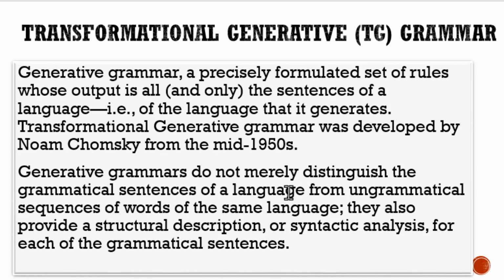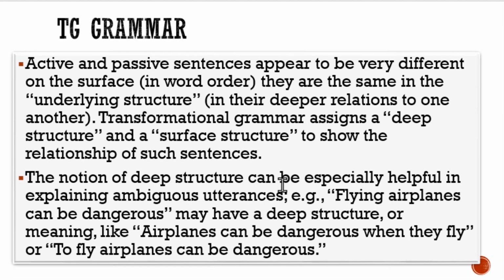Now, generative grammars do not merely distinguish the grammatical sentences from ungrammatical sentences. They also provide a structural description, a syntactic analysis, for each of the grammatical sentences. Again, this is transformational generative grammar, adding to it. Active and passive sentences, which we looked at in the slide before the last one, and we brought out the underlying structure, or the deep structure. That is the advantage of TG, where the grammar assigns a deep structure and a surface structure to show the relationship of different kinds of sentences.